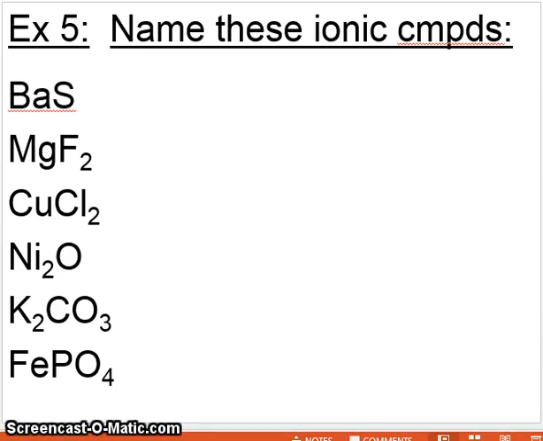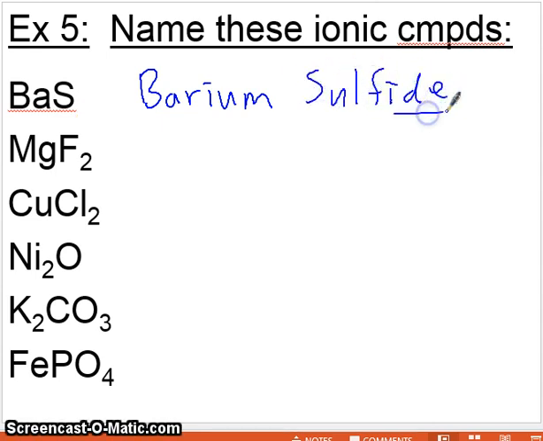So in the very first case, we have BaS. The very first element, we said there is no change. So as long as you know which element it refers to, in this case it is barium, you simply write barium. Now the second element, the anion, we said the ending of it changes to "ide." So sulfur becomes sulfide. Exactly right. The ending changes to "ide." So really it's as simple as that, changing the ending of the second element.